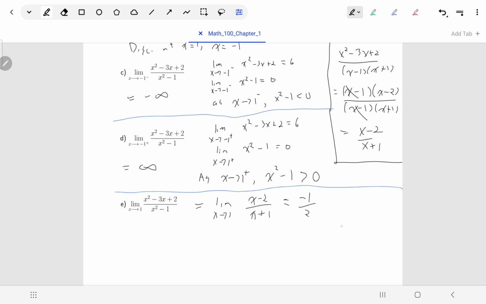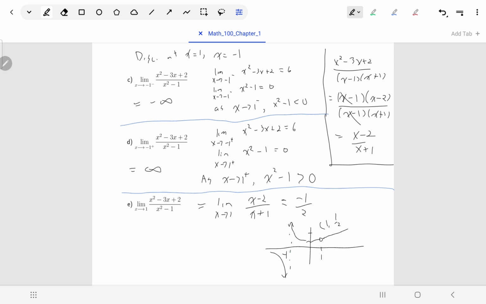So what does that mean for us? Well, our graph is approaching negative a half on the left side and the right side of 1. So at 1, nothing's happening. But at 1, the y values are getting close to negative 1/2. In other words, we have a hole in the graph at 1, negative 1/2, as opposed to at negative 1, where on the right side we're going to positive infinity, and on the left side we're going to negative infinity. So we have a vertical asymptote at negative 1, and we've got a hole at x is equal to 1.